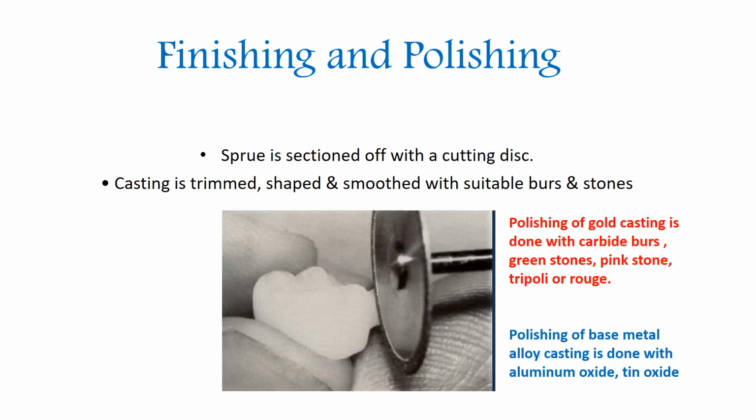The next and last step is finishing and polishing. You have to section off your sprue from the casting using a cutting disc. Then your casting is trimmed, shaped and smoothed with suitable burrs and stones. Polishing of gold casting is done with carbide burrs, green stones, pink stone, tripoli or rouge. Polishing of base metal alloy is done with aluminium oxide and tin oxide. After the polishing, you will get a finished and polished casting so that it is easier to deliver it to the patient. So all these are the steps of how the casting procedure takes place in dentistry.